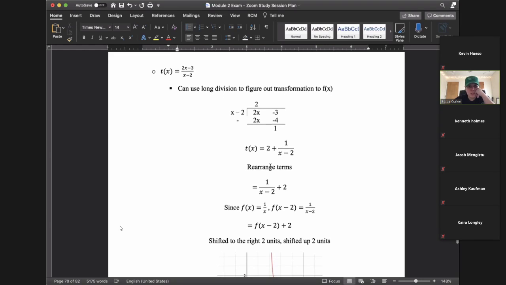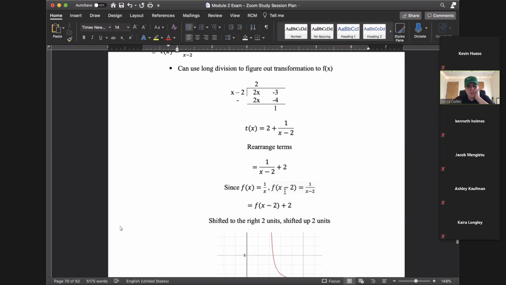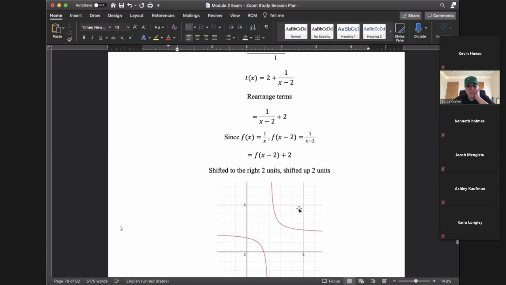So t of x equals 2 plus, this is just like the p of x over d of x that we were talking about. P of x over d of x equals the quotient plus the remainder over the divisor. So that's the same thing that we were talking about before. Then we can rearrange these terms and say that it's 1 over x minus 2 plus 2. Since f of x equals 1 over x, then f of x minus 2 equals 1 over x minus 2. So then it would be f of x minus 2 plus 2. So that's how our graph is shifted.